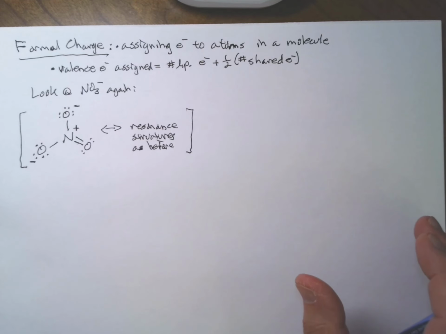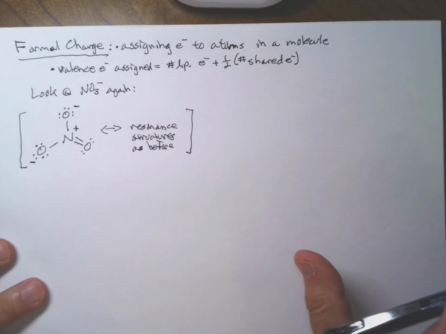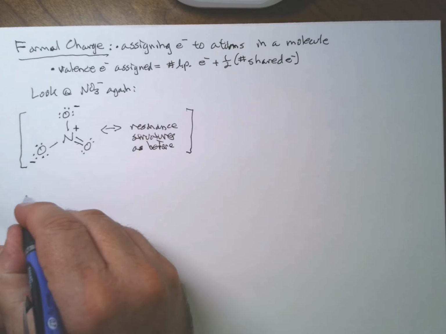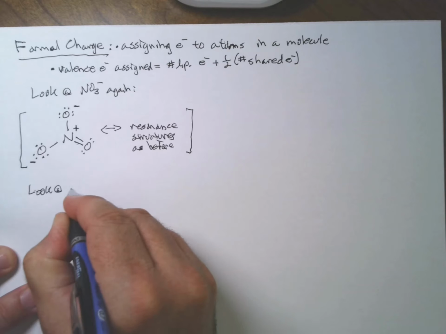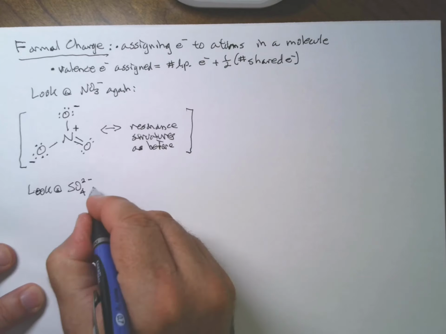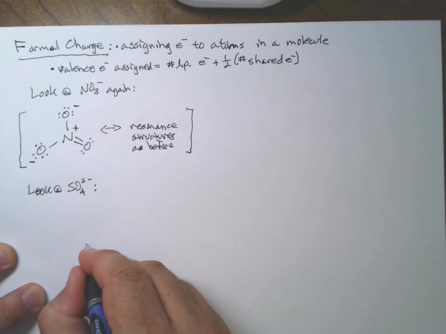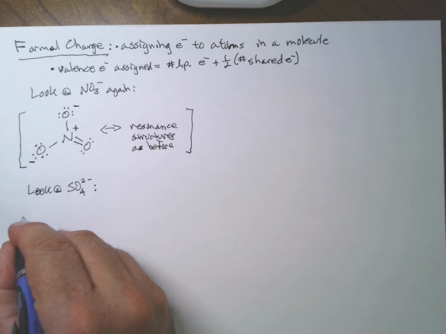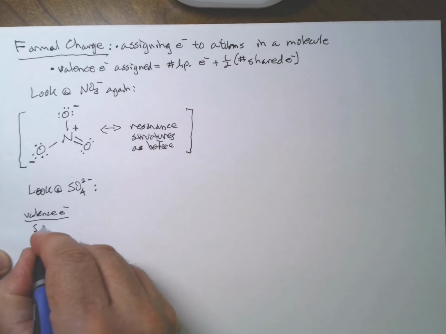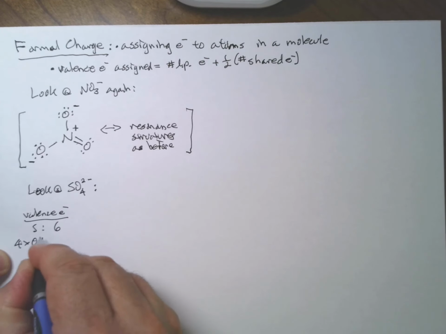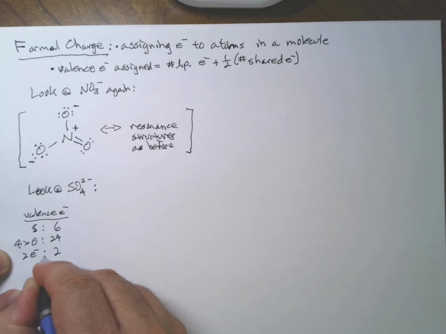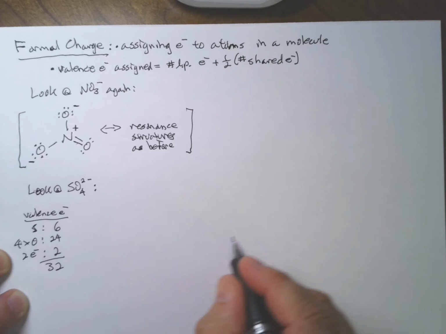All right. Now, why do we bother with formal charges? Well, formal charges can help us determine how good a Lewis structure is. So let's look at another example. Let's look at the sulfate ion. So I'm going to have my valence electrons. Sulfur is 6, 4 times oxygen, 4 times 6 is 24, and then my negative charge is 2 electrons, so that's a total of 32.